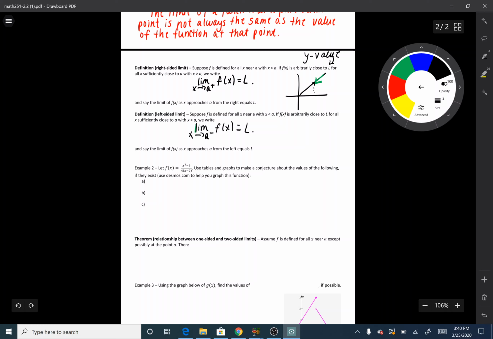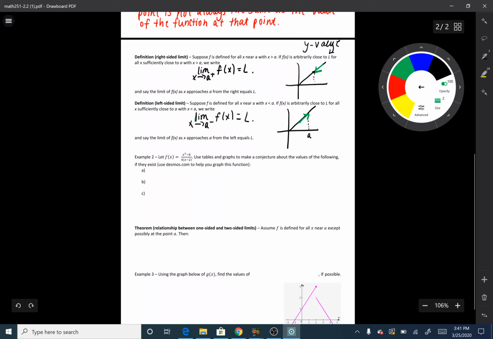So in this case, we have something like a graph here. And if I cared about this x value right here, a, then the left side limit would only be looking at this portion of the graph here. And we'll be doing an example here in a couple minutes where the right-sided limit and the left-sided limit are not the same.